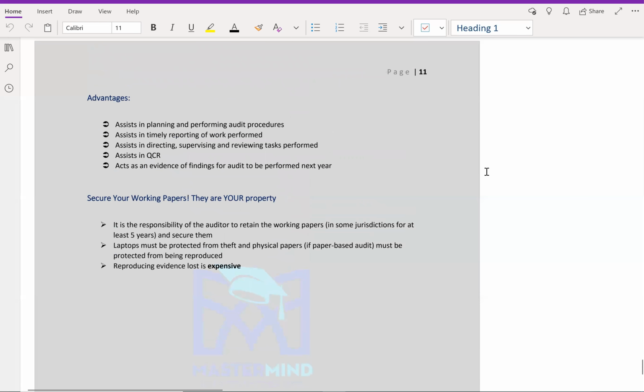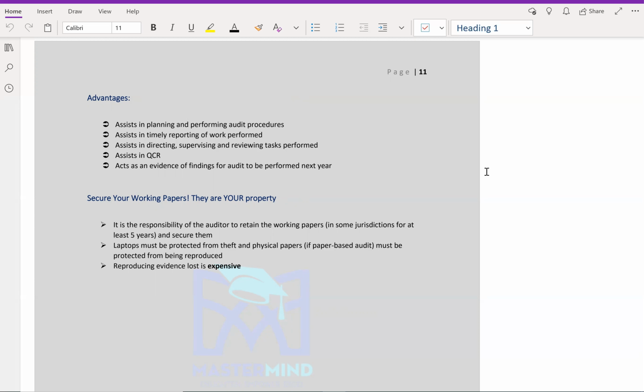Advantages of documentation. Obviously, it assists in planning. Something you have discussed with your audit manager, not documented it, you tend to forget it, right? Assists in reporting of work performed. So the documentation should be available to everyone, all right, even the partner, at the same time as to the junior. Okay. Assists in directing, supervising, and reviewing tasks performed. Assists in QCR and acts as an evidence of findings for audit to be performed next year. Okay.